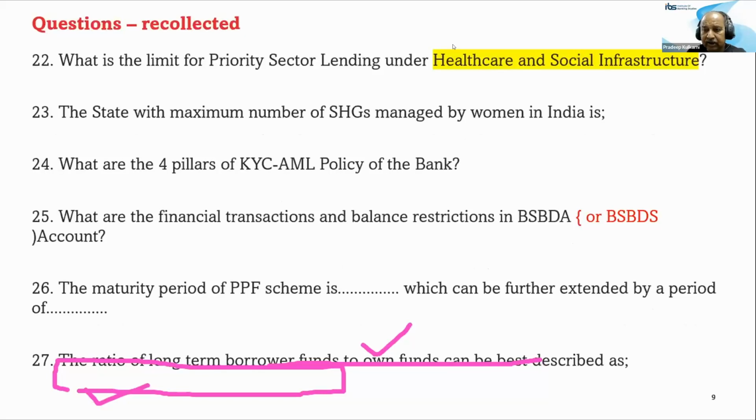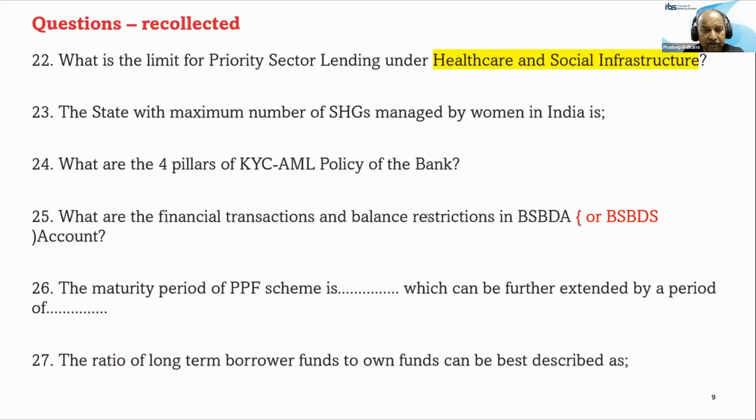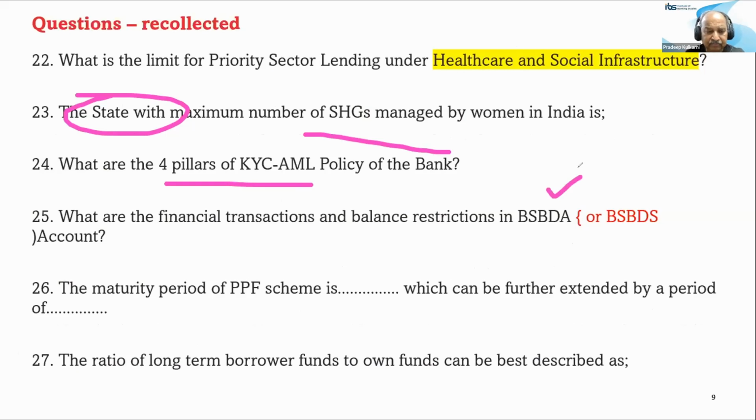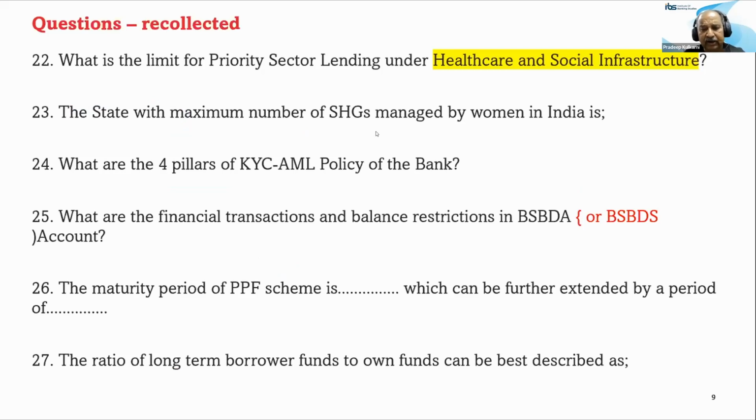So all these recollected questions, at specific request only, I have incorporated. Limit for priority sector lending under healthcare and social infra. SHGs managed by women in India, which state is the highest? 4 pillars of KYC AML policy. Then BSBDS, what is that? Financial transaction limit and balance restrictions. Maturity period for PPF. And ratio of long-term borrowing funds to own funds can be best described as. Very, very simple questions are there. I'm sure all of you are in a position to address them. And we will discuss the KYC AML policy in addition to the pillars.